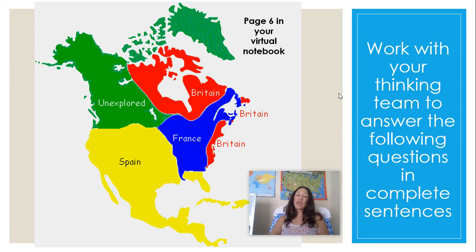This is a map that you have on page 6 of your virtual notebook. You can see here the territories at the time that were colonized by Britain, which is England, France, Spain, and then the green represents unexplored territory, okay?